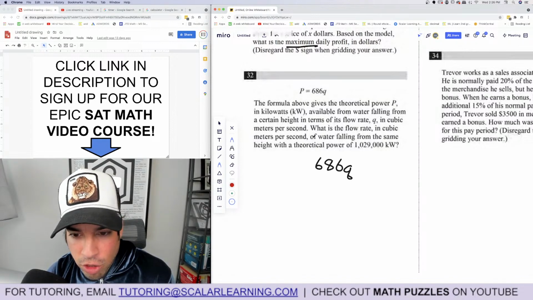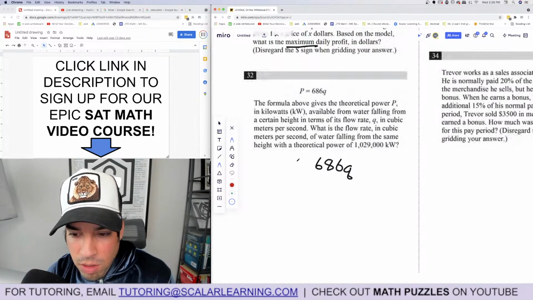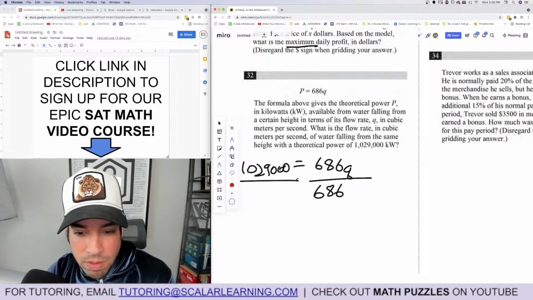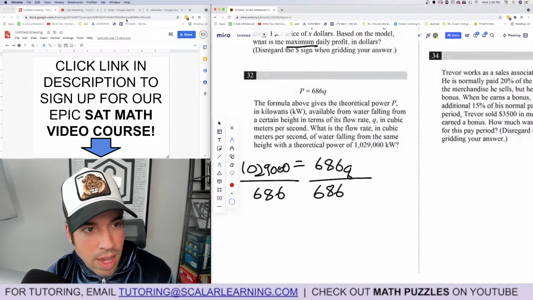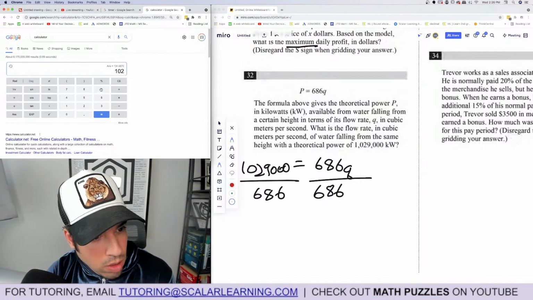What is the flow rate in cubic meters per second of water falling from the same height with the theoretical power of 1029 kilowatts. Just making sure I didn't make any mistakes. This is a straight up calculator problem. It better be 4 digits or less, but I'm sure it will be because it has to fit into the free response space. 1029.